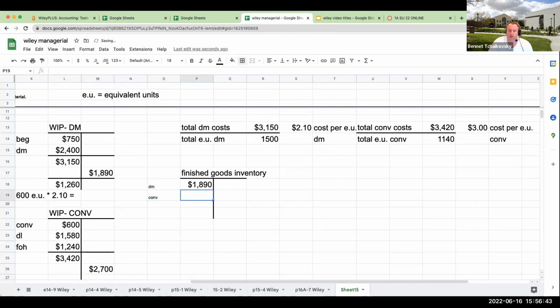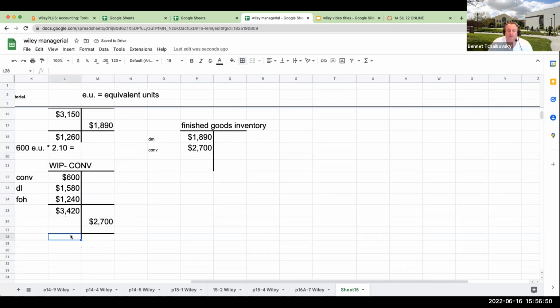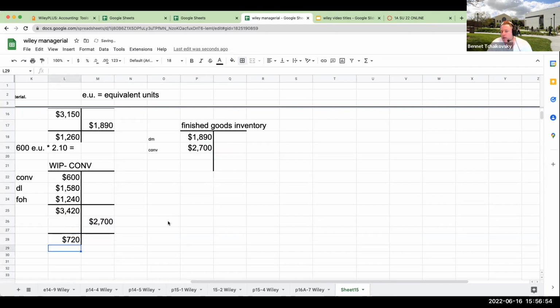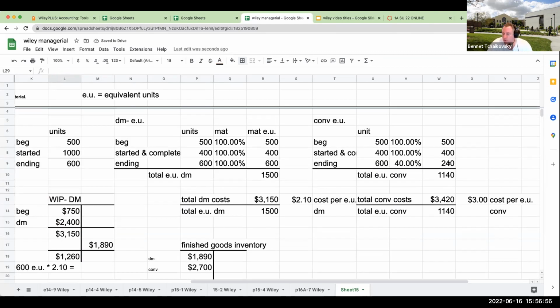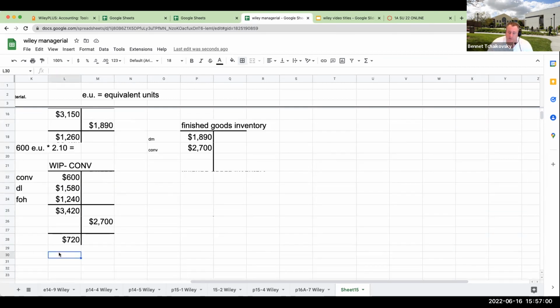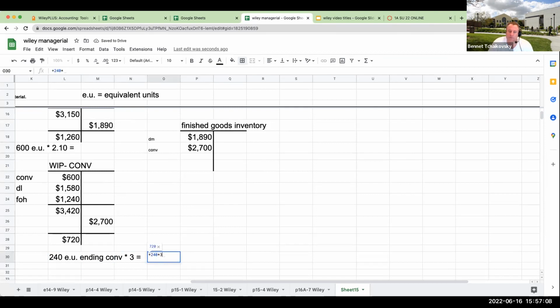So my conversion costs are coming up from over here. It's traveling out of work in process into finished goods inventory. This is going to give me an ending balance right over here of 720. How do I know if I've done this correctly? Well, 240 times 3. So this is going to be 240 equivalent units ending of conversion times 3. This is going to be equal to 720. So again, I know I've done this correctly.